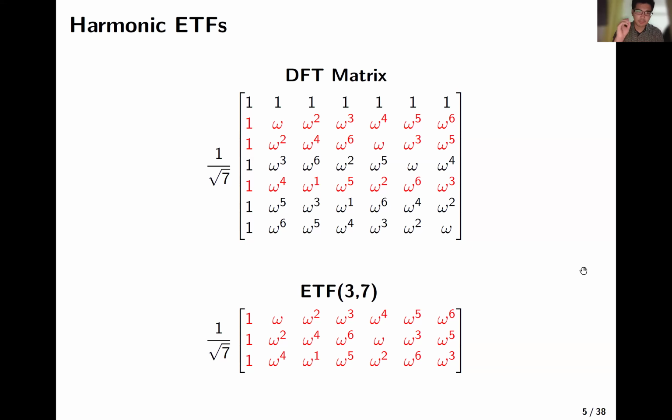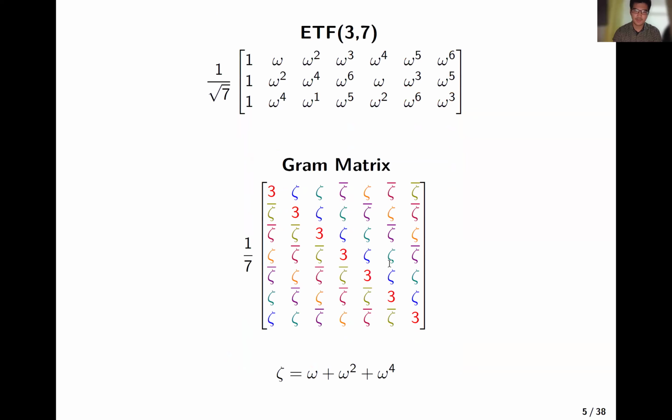Now, our harmonic ETF arises from an abelian group by taking the DFT matrix from that abelian group. Say Z7, for example, the cyclic group of 7 elements. Here's its discrete Fourier transform matrix. And with an appropriate choice of rows, we actually obtain an equiangular tight frame, such as this one. And from this equiangular tight frame, we have this Gram matrix, which is circulant.